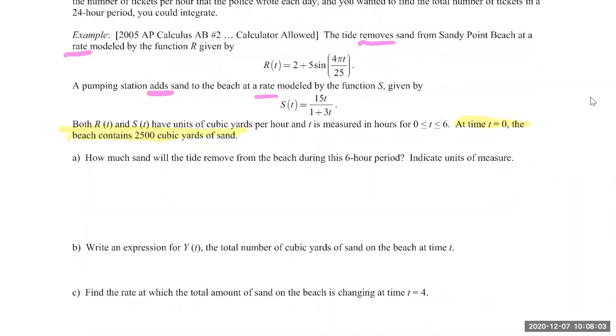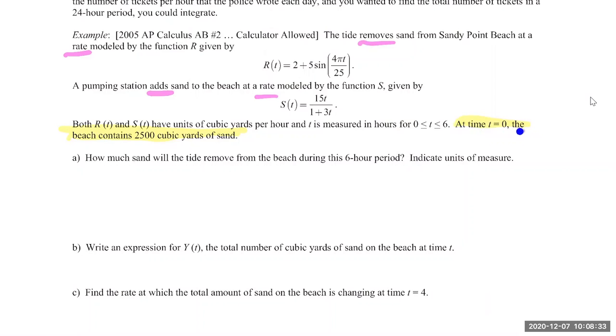So this is kind of like giving you velocity and asking you to calculate certain things about position afterwards, but instead of accumulating miles, you're accumulating the amount of sand. There are two rates of change given to you: the amount being removed and the amount being added. You'll also notice I highlighted this. It's important. I want you to underline that anytime you're given these types of questions, because that is your initial amount of sand, kind of like your initial position.